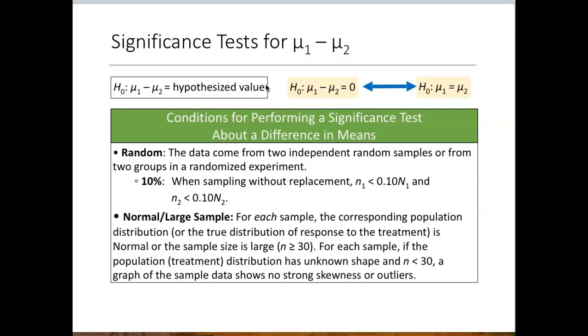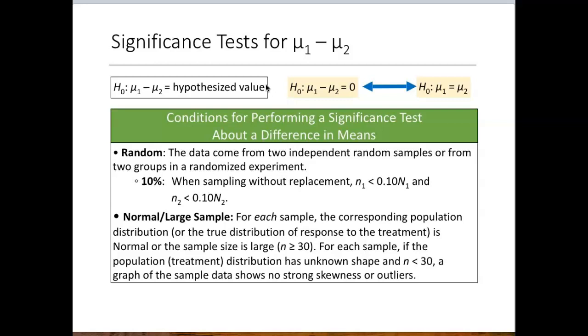Large count for a mean could be three different things. One, if both populations are known to be normal, sample size doesn't matter and your large count is satisfied. Two, if you don't know about the shape of the populations, then if you know your sample sizes are both greater than or equal to 30, you're good. Large count is satisfied.